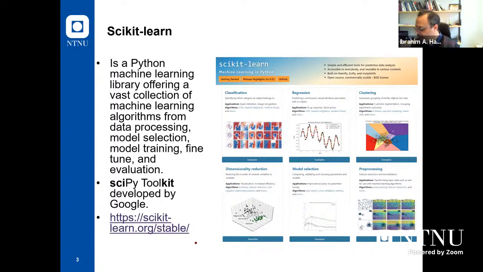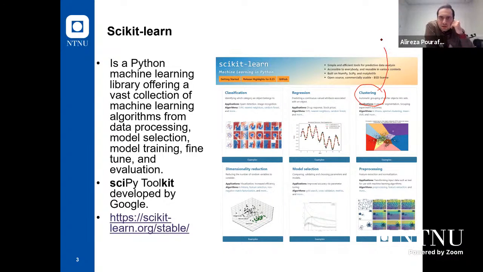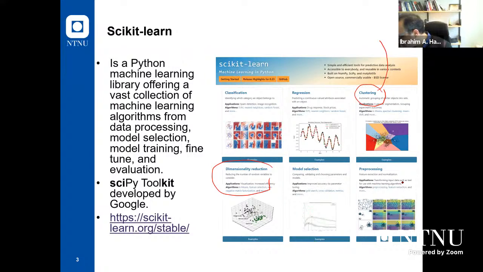So this library is very important. It has lots of very nice stuff, in fact: classification, regression, clustering, for example. And you know the difference between classification and clustering, right? Clustering is unsupervised, but classification is supervised. We also have dimensionality reduction, PCA, model selection, data pre-processing. So it has lots of stuff, in fact. This is a very, very good library in Python.